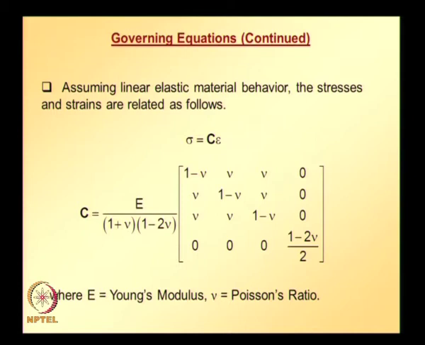Comparing these equations for the axisymmetric problem with the equations corresponding to plane stress, plane strain conditions, it can be seen that the two problems are very similar. The only thing is that the primary unknowns of the axisymmetric problem are u and w, whereas for plane stress, plane strain problems the primary unknowns are displacements in the x direction and in the y direction, u and v.